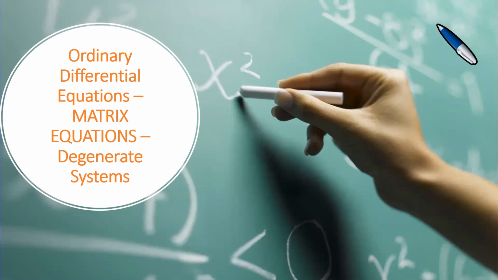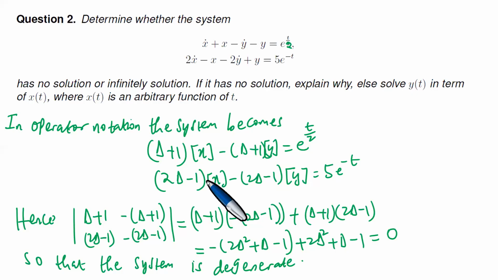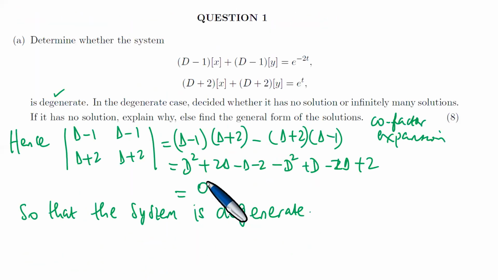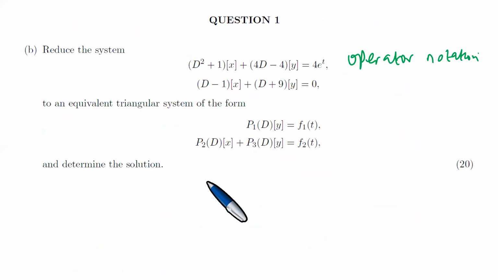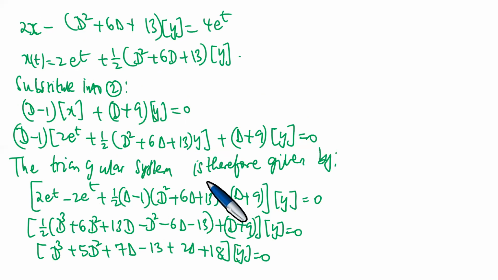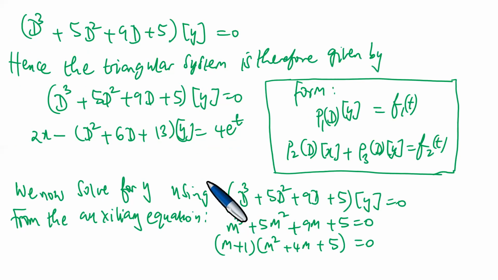We continue from where we left off yesterday. We continue with our discussion on the ODEs, ordinary differential equations, matrix equations, degenerate systems. We are looking at the kinds of questions we looked at yesterday. This one we solved. There are questions we did not solve yesterday. There are so many, and obviously our attempt is to finish the whole exam paper.